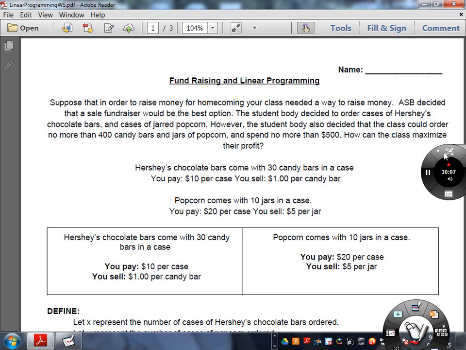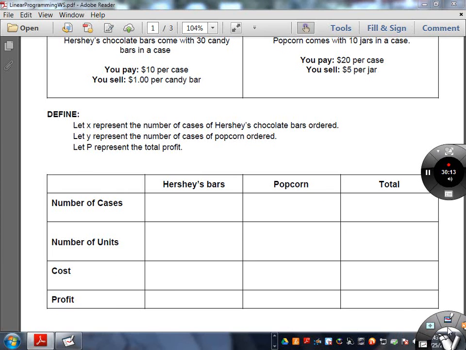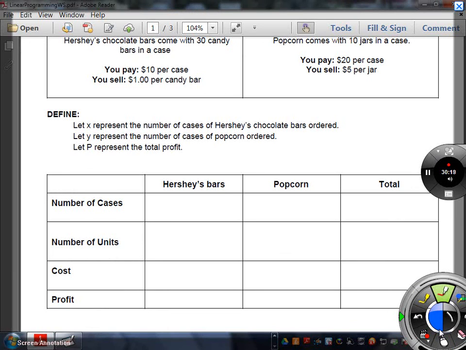All right. So, okay, notice first that they defined the variables for you, but notice those are the things that you would have to have figured out in the problem anyways, right? You want to maximize profit and figure out what your order is going to be, but you have to order by cases of Hershey bars and cases of popcorn, right? So they said, let X represent the number of cases of Hershey's chocolate bars, and let Y represent the number of cases of popcorn. The cases versus the individual amount here, you've got to think about it a little bit. Okay, it's not so automatic.